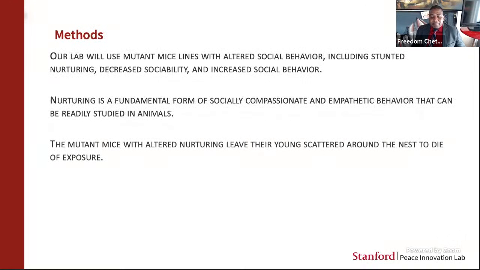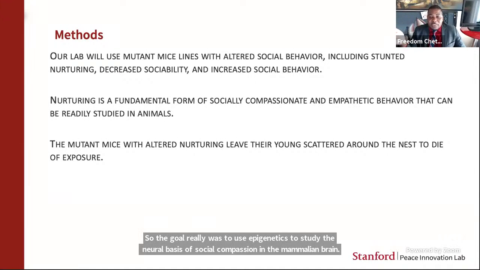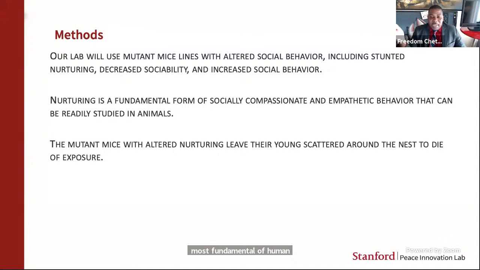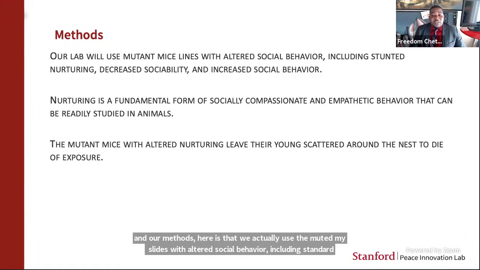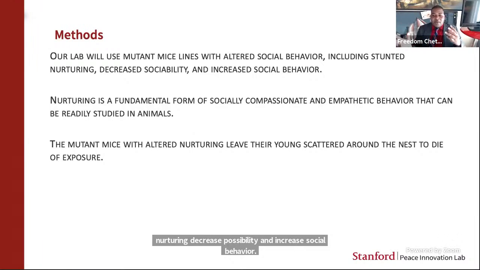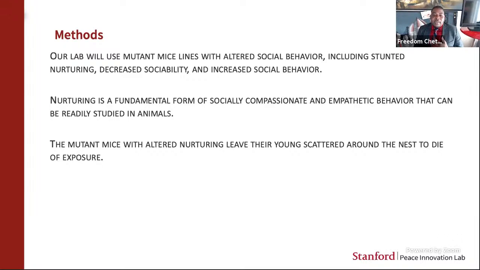And our methods here is that we're actually using mutant mice lines with altered social behavior, including stunted nurturing, decreased sociability, and increased social behavior. So nurturing is a fundamental form of socially compassionate and empathetic behavior that can be readily studied in animals. So the mutant mice that we use with this altered nurturing leave their young scattered around, to die of exposure.